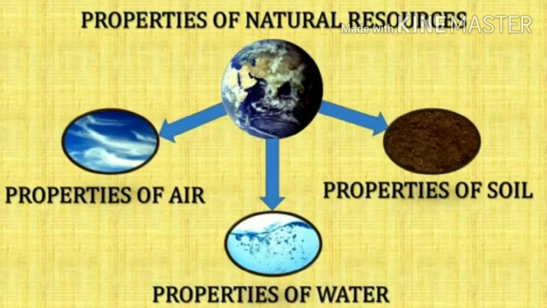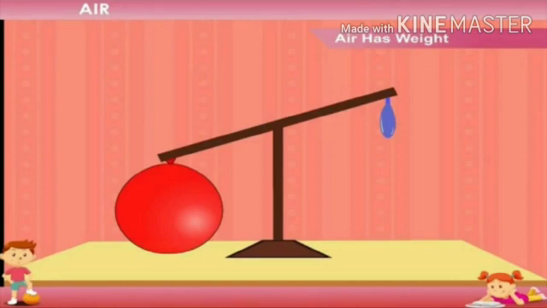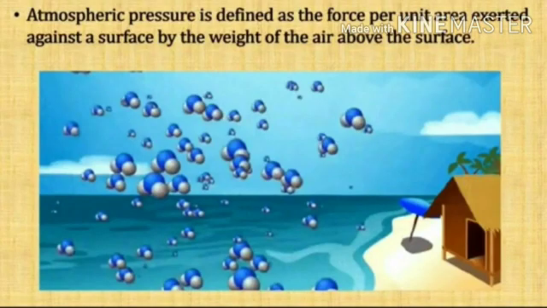As you see in this picture, properties of air, properties of water and properties of soil. With the help of this figure, we can understand that air has weight. It has mass and weight. Now, atmospheric pressure. The molecules of the gases in the air are in constant motion. When these molecules strike a body, they create pressure on that body. This is the pressure of air that we call atmospheric pressure.